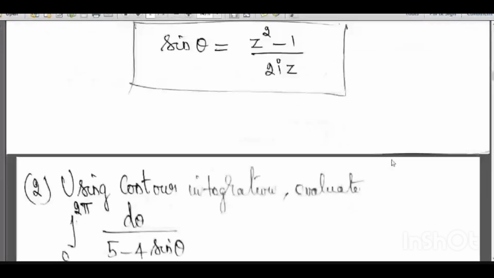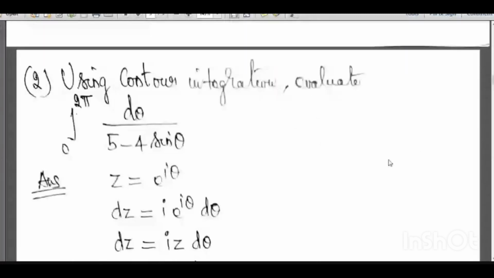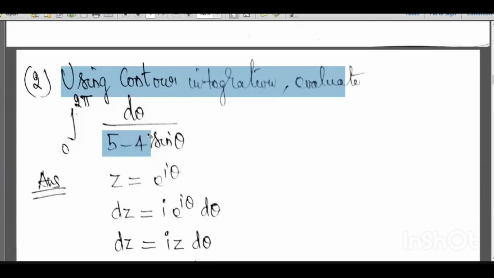We are going to use these results when we solve contour integration problems. Using contour integration, evaluate the integral over the limit 0 to 2 pi of d theta divided by 5 minus 4 sin theta.